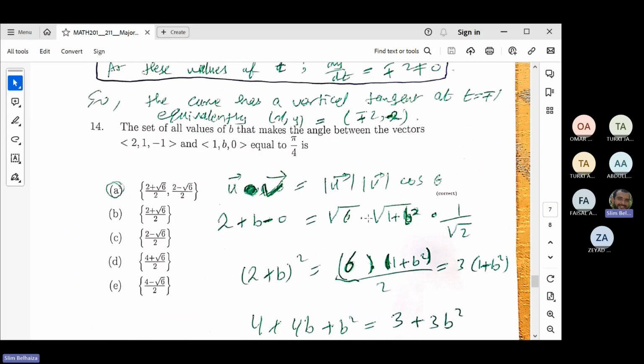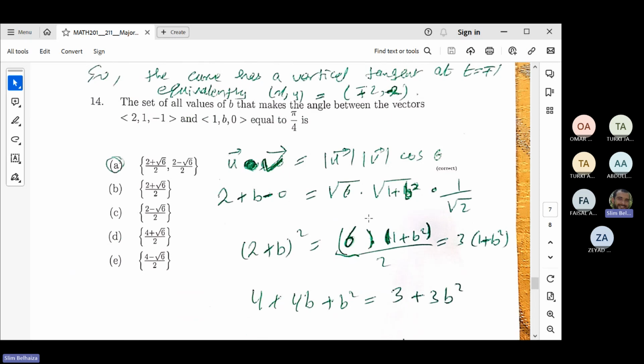We have question 14. Let's do 13, 14. The set of all values of b that make the angle between the vectors (2, 1, -1) and (1, b, 0) equal to pi over 4.